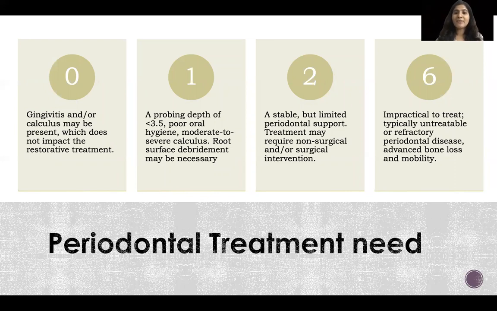Score 2 is given when a stable but limited periodontal support is there. This could be in cases where there is an extensive loss of tooth support because of the periodontal condition of the tooth. If the treatment may require either non-surgical or surgical interventions, then a score of 2 is to be given. And the score 6 is basically impractical to be treated. These are typically untreatable or refractory kinds of periodontal diseases which present with advanced bone loss and extreme mobility.